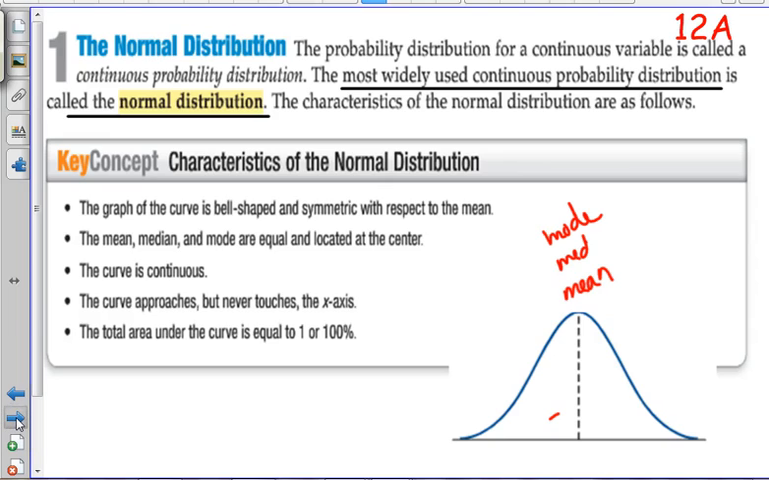A normal distribution is when you have a set of data that is making roughly a bell-shaped curve. It's when the mean, median, and mode are all roughly the same place. There is an equal amount of data spread out on the left and the right. The curve should be continuous. It'll approach but never touch the x-axis. And the area underneath the curve is 100%. Okay, in other words, all the data points are in there.